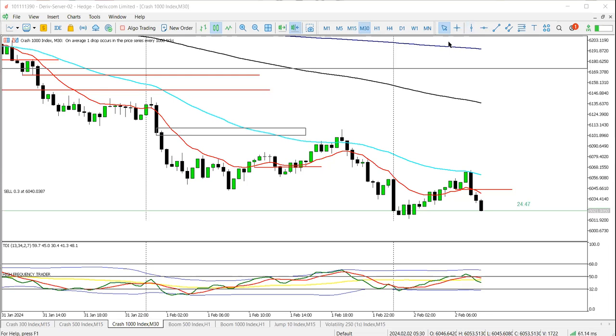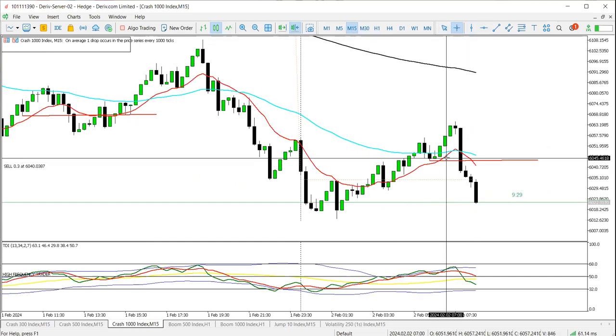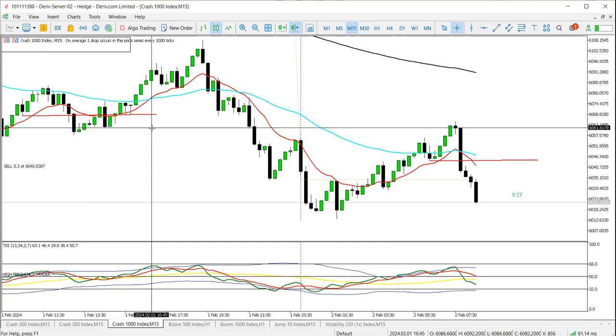So, top of the morning, we just shared one quick signal, one runner, a sell on C1000. We shared it when price was on 6040. So we're currently in about 20 pips of profit from where we entered. I'm just going to quickly explain this setup.